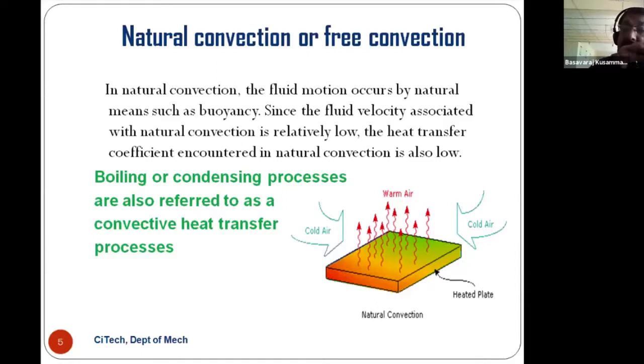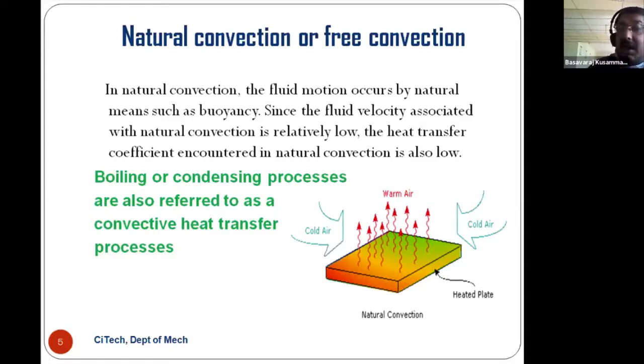If the density decreases, automatically the molecules of the water particles will move up. So they are called bubbles. Understand? That is the best example of natural convection. That's why in natural convection, fluid motion occurs naturally, due to density difference, which means buoyancy also.